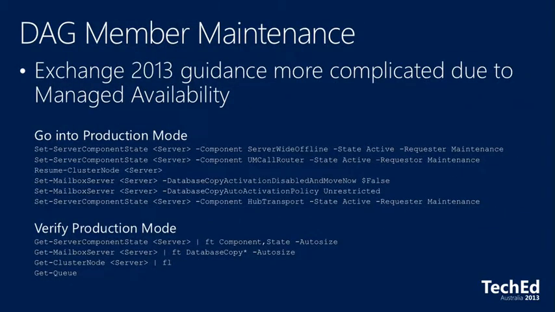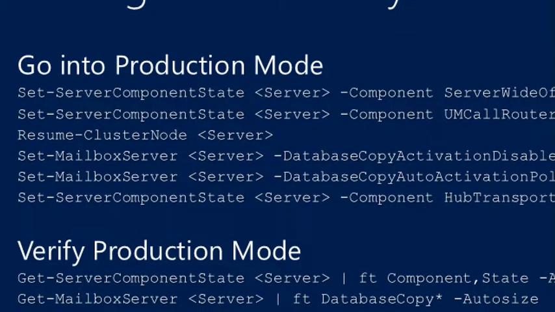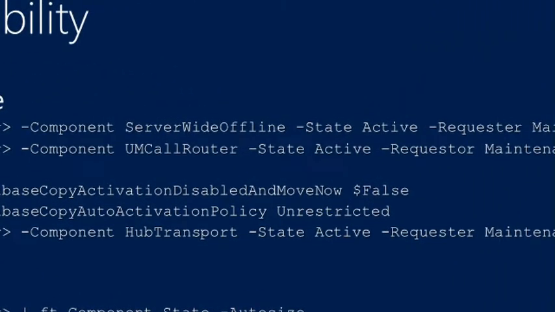Once I'm done with my maintenance, then I take it out of maintenance mode and I put it back into production mode. And the undoing of that is very, very similar to going into maintenance mode. So it's just going to be basically the opposite of what you're doing. You're setting the server-wide offline component, for example, from an inactive to an active state. So you're re-engaging managed availability's ability to do corrective action.